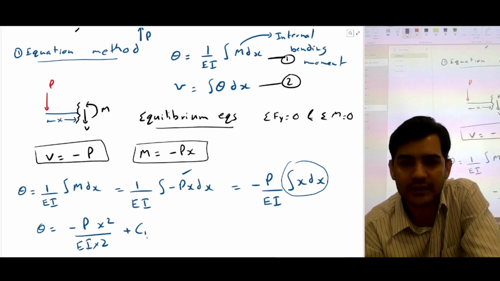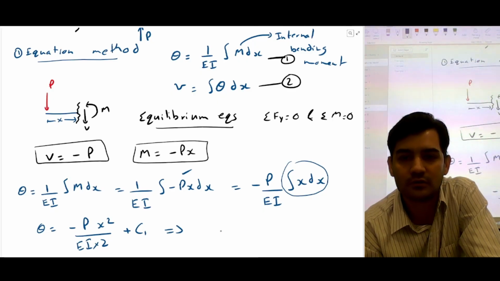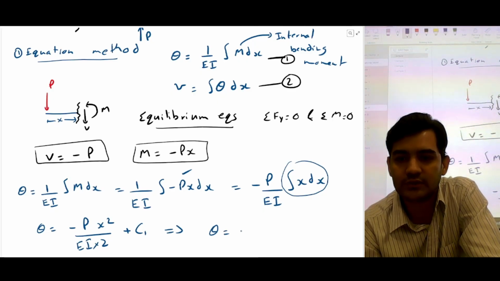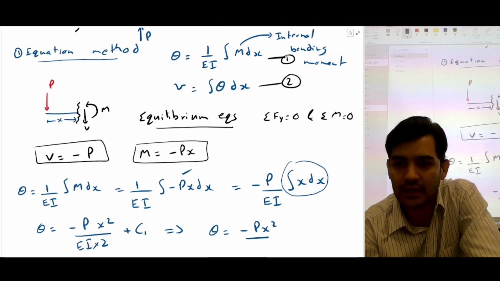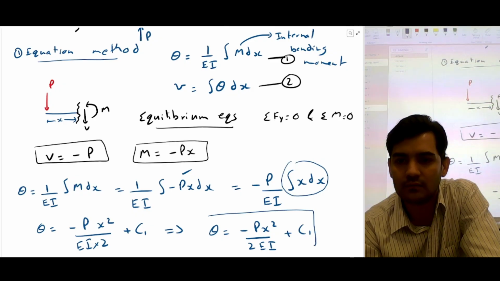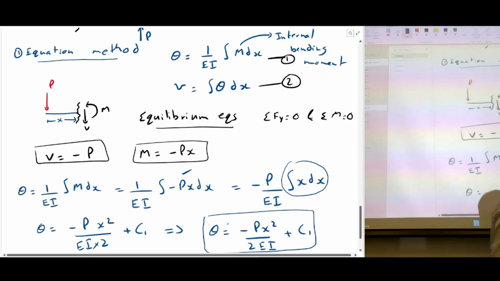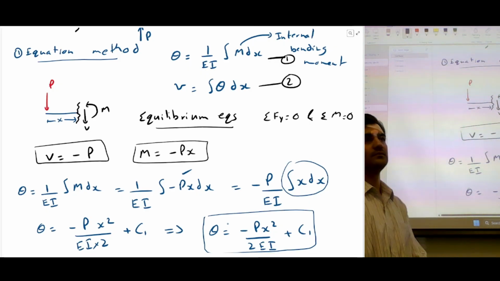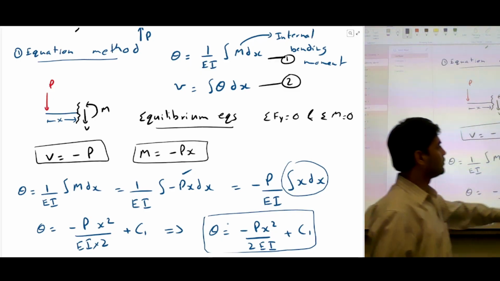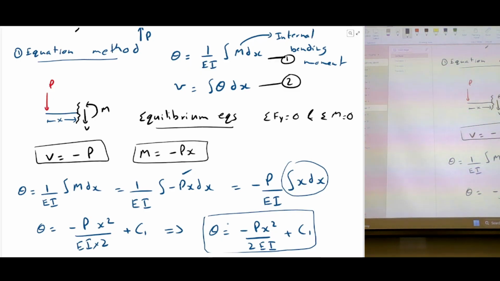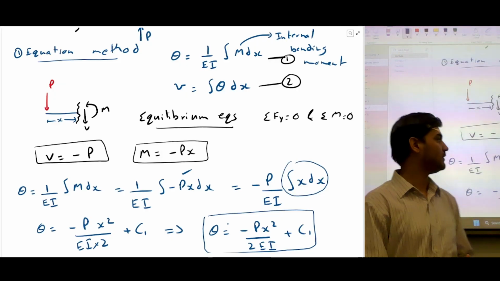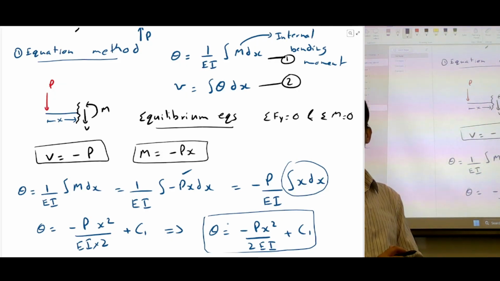Since you have done integration, you also have to put in a constant. So the equation for the bending angle is negative Px squared over 2EI plus C1. That's the equation for the bending angle. Is everyone clear how we did the integration for x? If you do integration of x, it's going to be x squared by 2. That's how you got the negative Px squared by 2EI.